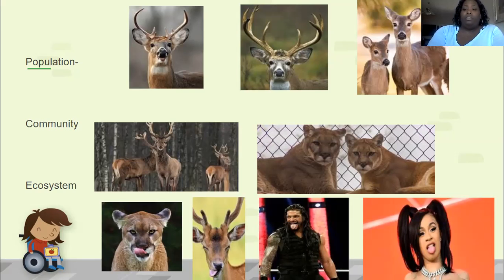All of these make up an ecosystem, and biodiversity takes place when you have all of these interacting with each other and being interconnected and dependent upon each other for survival.